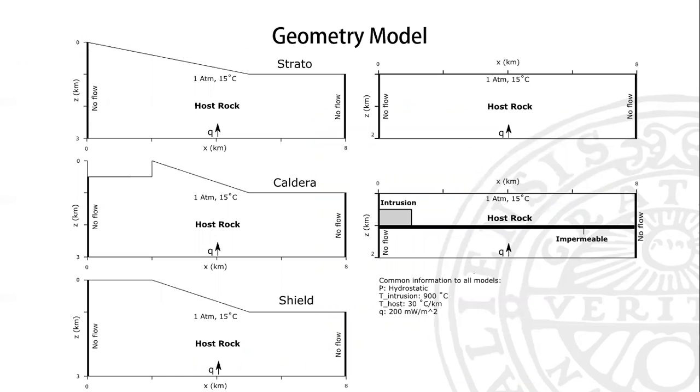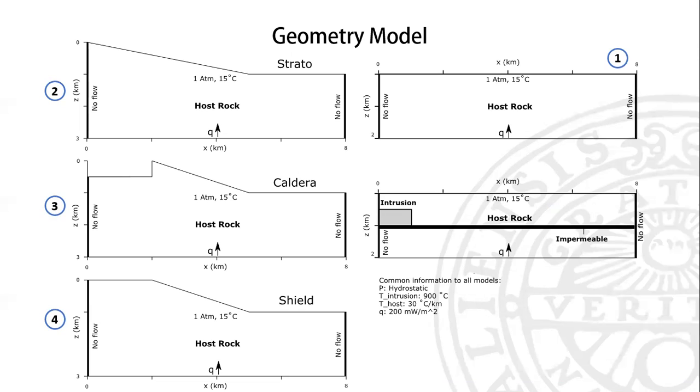The geometry of the models is set with four types of topography scenario. First is the no topography scenario, for example, flat topography. Then topography based on volcanic type, which is stratovolcano, caldera, and shield volcano.